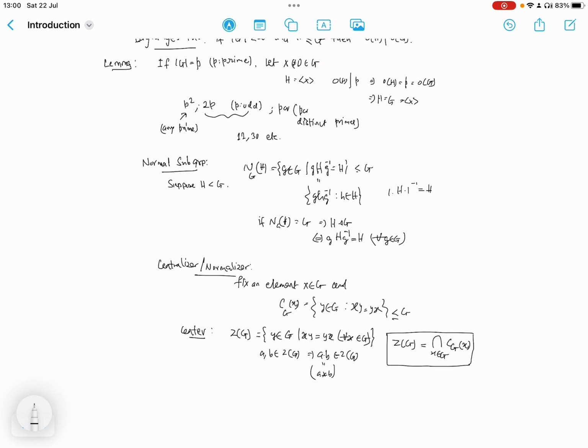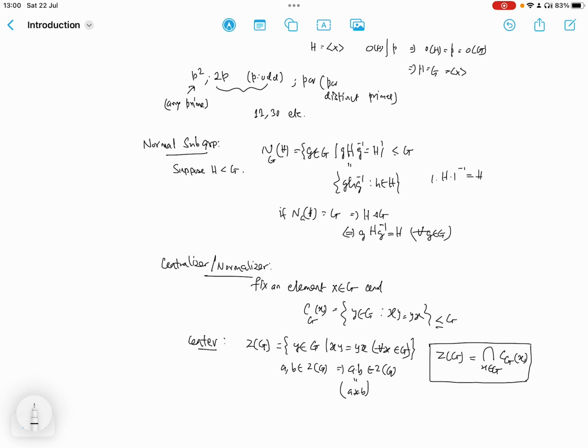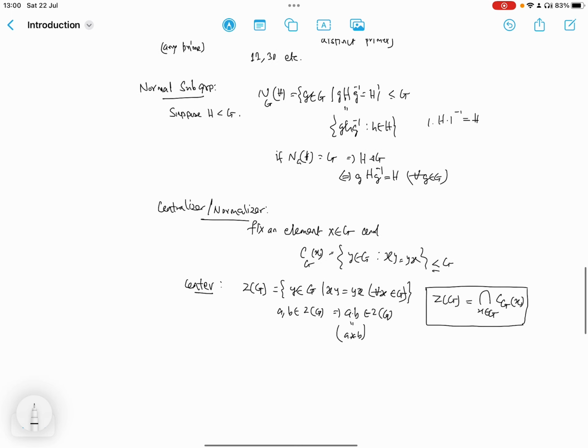Some groups may have a trivial center, and trivial means the center is only the identity. For example, the center of S3 is just the identity.